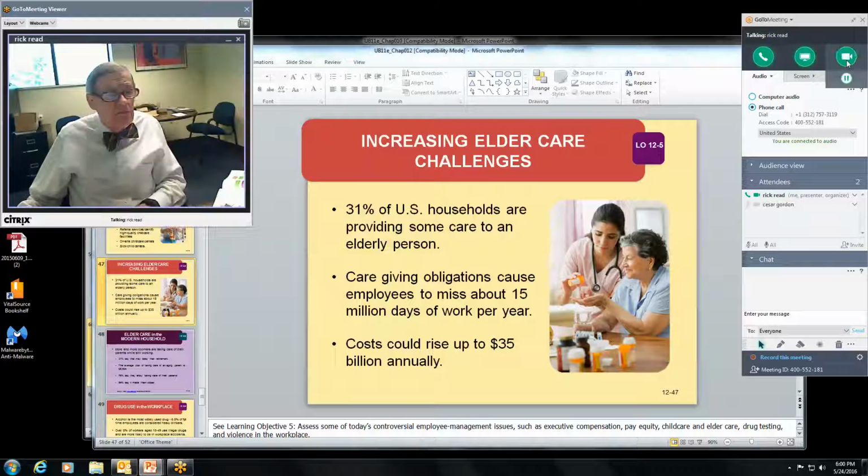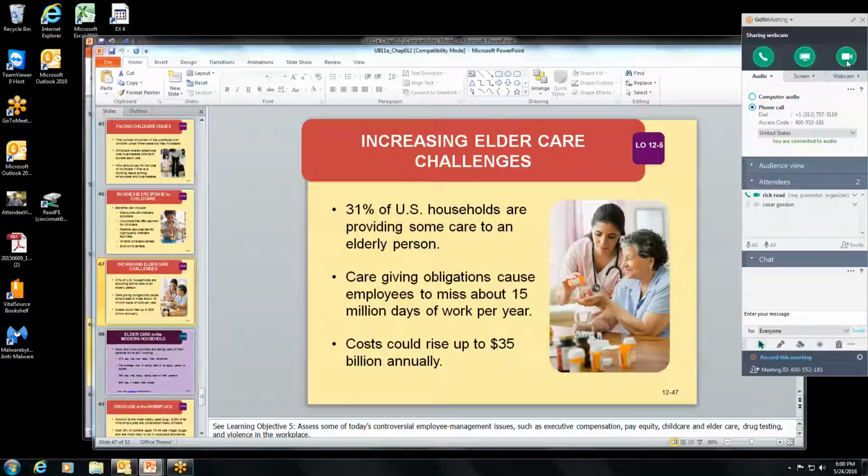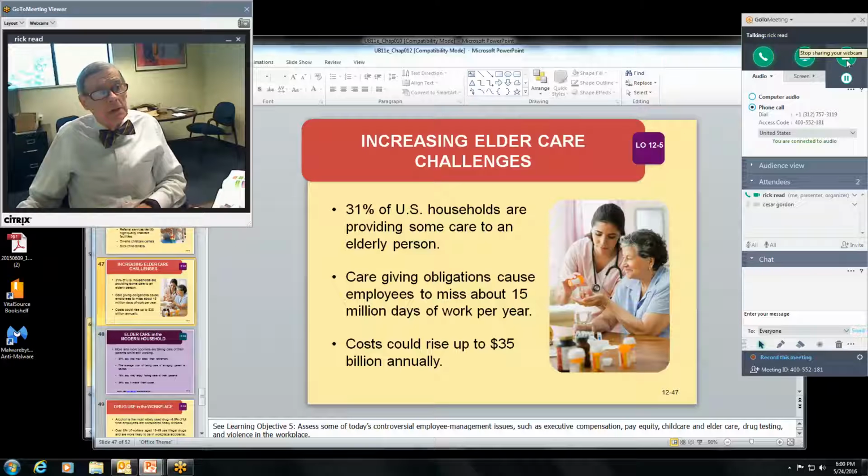We also have on the other side something known as elder care. Our parents are living longer. We're having to take care of them, and the cost for elder care is expensive, just like it is for child care.